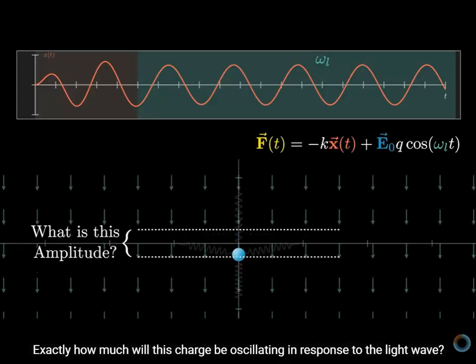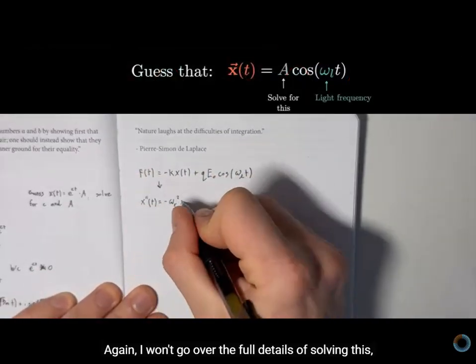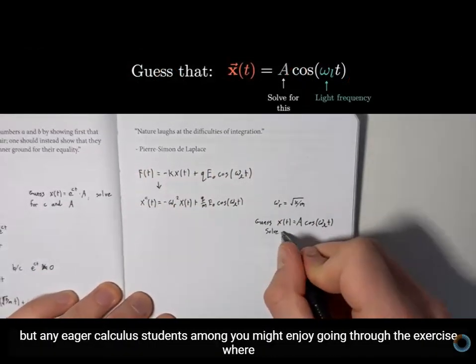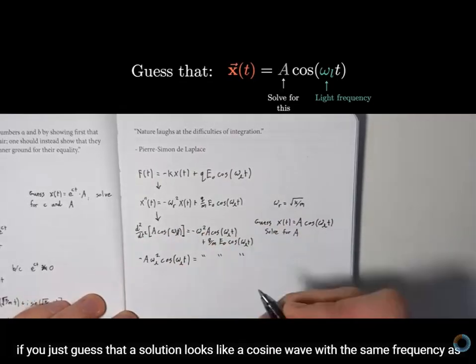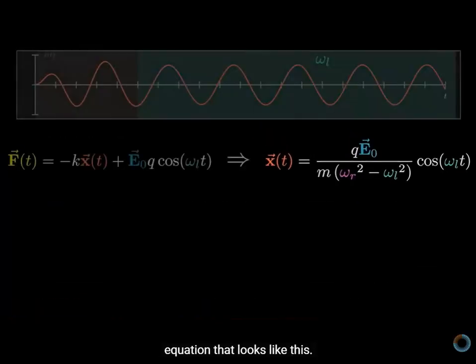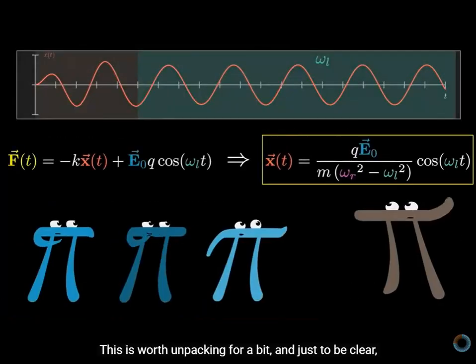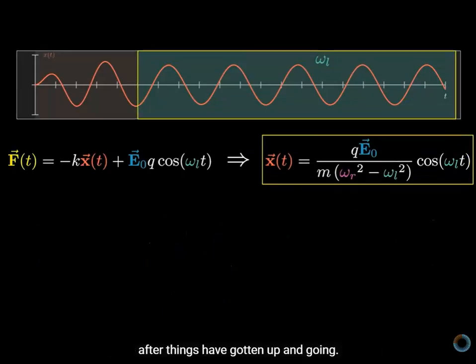Exactly how much will this charge be oscillating in response to the light wave? Again, I won't go over the full details of solving this, but any eager calculus students among you might enjoy going through the exercise where if you just guess that a solution looks like a cosine wave with the same frequency as the light, and you solve for the amplitude, you can get a concrete solution to this equation that looks like this. This is worth unpacking for a bit, and just to be clear, this is only describing things in the steady state, after things have kind of gotten up and going. A fully descriptive solution would be notably more complicated.